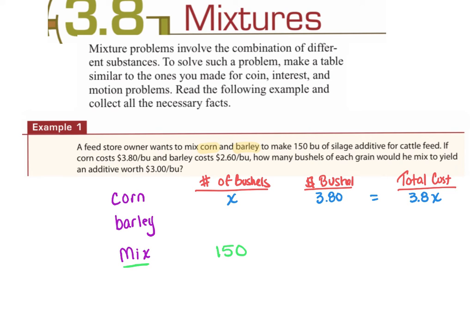Subtract. So we're going to say for barley, we have 150 minus X. Does that make sense? If we take 150 and we subtract how much corn, then we should have how much barley is left, right? Because he wants 150 in total. We also know the cost of the barley. What is the cost of the barley? Yeah, it is $2.60. So then what is the total cost? 2.6 times, and then make sure, what do we do here? Parentheses, right? Always do parentheses here.